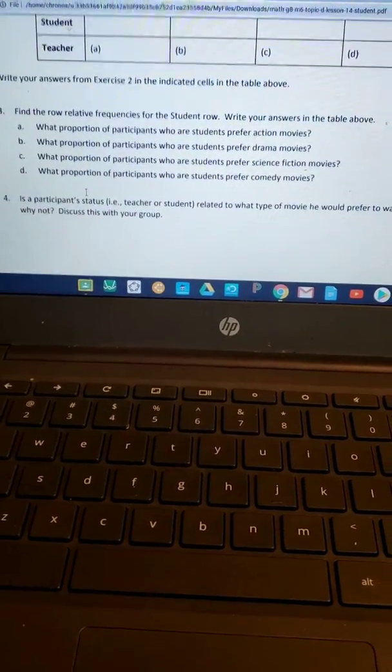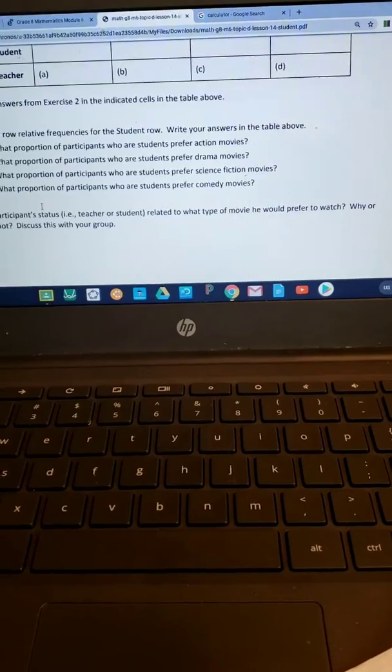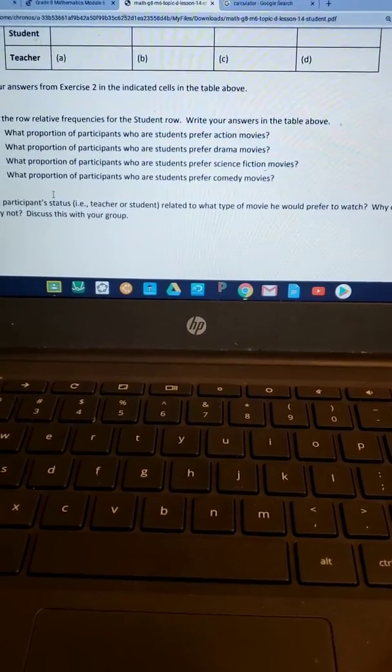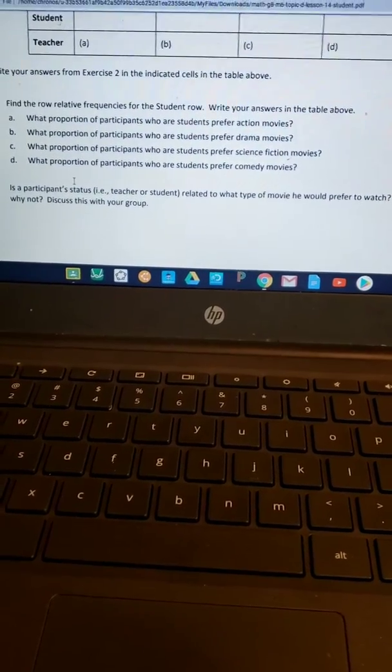All right, so for number 4, it says, is a participant's status related to what type of movie he or she would prefer to watch? Why or why not? And then it says, discuss this with your group. So, of course, we were supposed to do this as a group, but we're just going to go through it together.